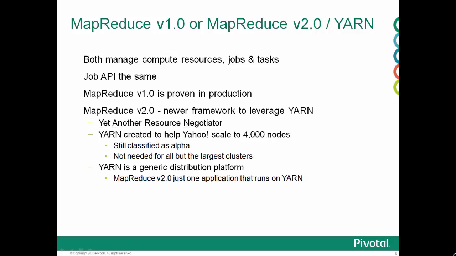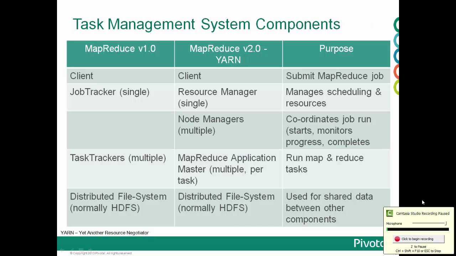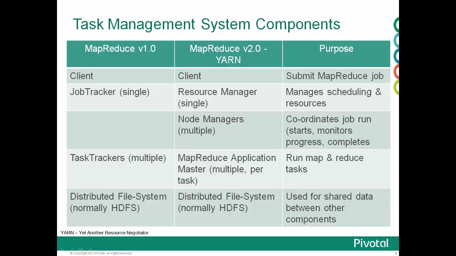MRV1, MapReduce version 1, is in production and is a proven and solid implementation. MapReduce version 2 is a much newer framework to leverage YARN. YARN is just yet another resource negotiator. And the primary purpose for YARN is to allow for large clusters to scale beyond the 4,000 node range. Let's take a moment and discuss the similarities and the differences between MapReduce version 1 and MapReduce version 2.